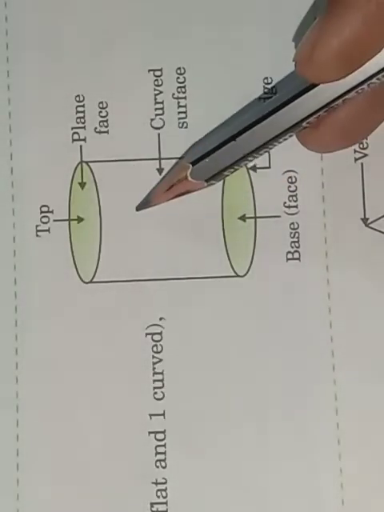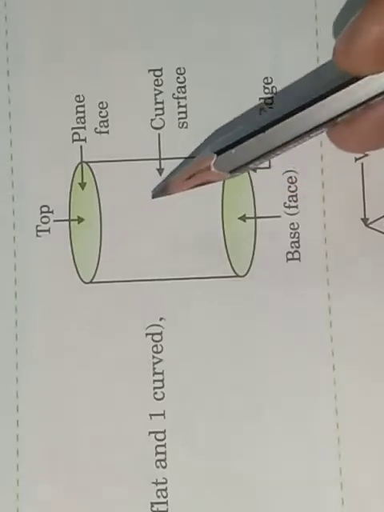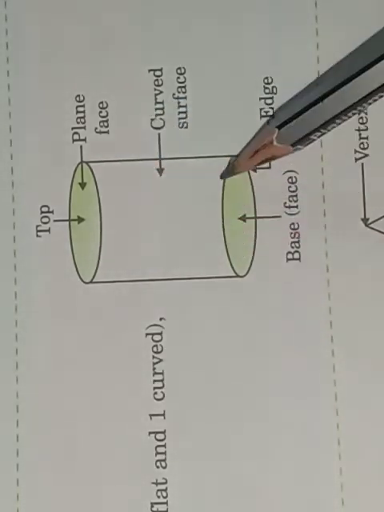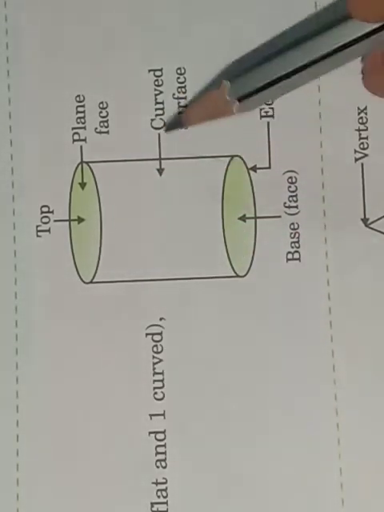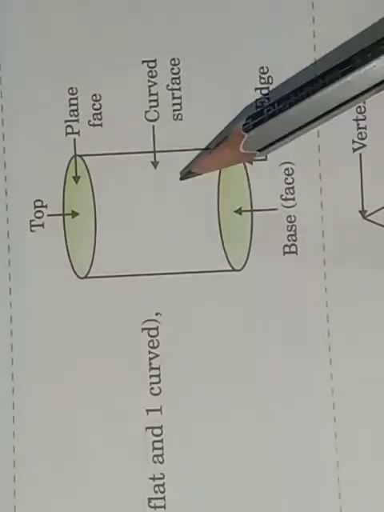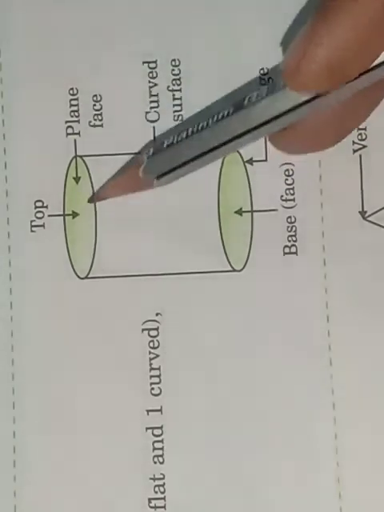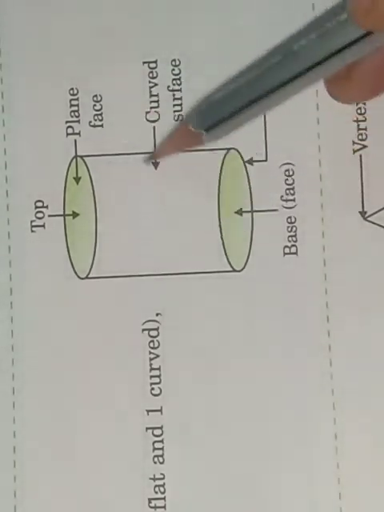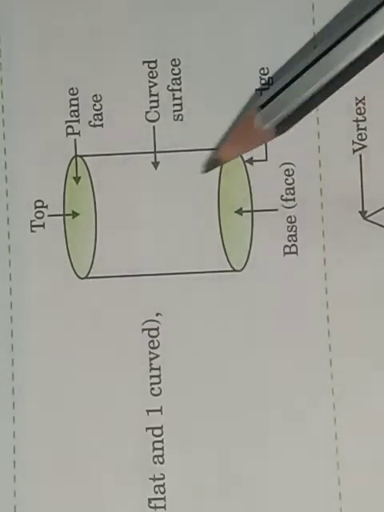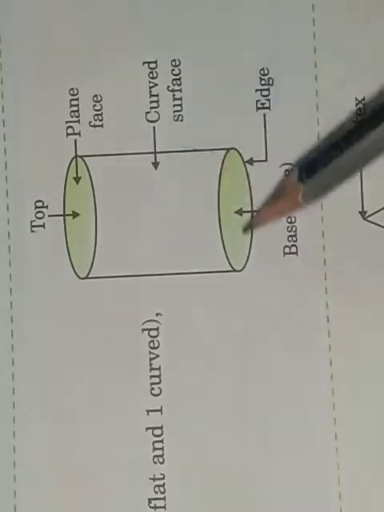This is a cylinder. It has 3 faces, 2 flat and 1 curved face. These are top plain faces and this is a curved face. 2 edges and no vertices.